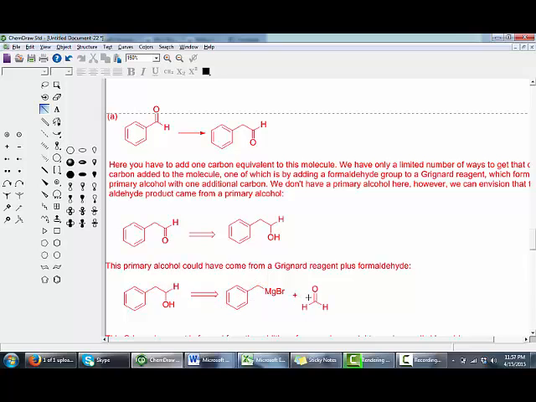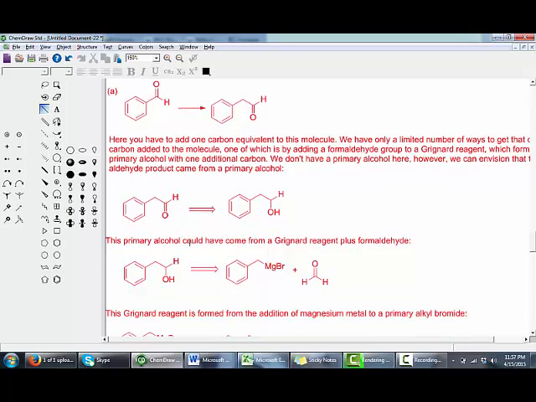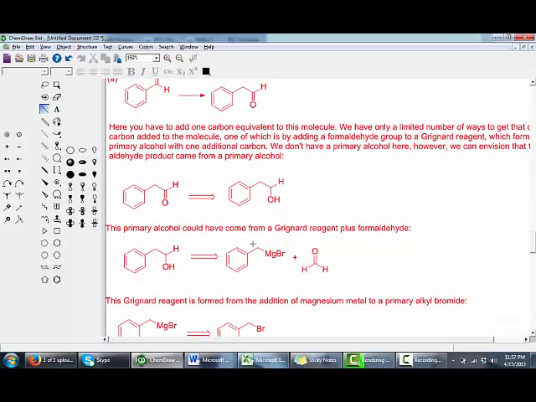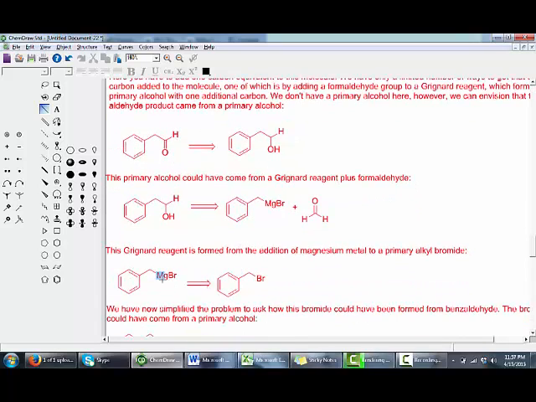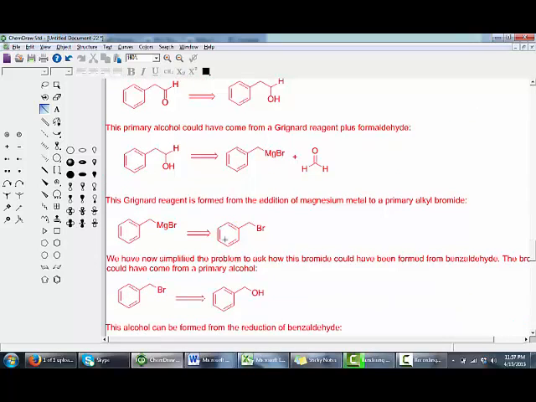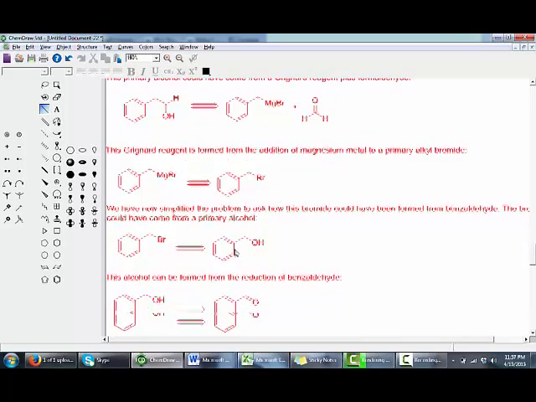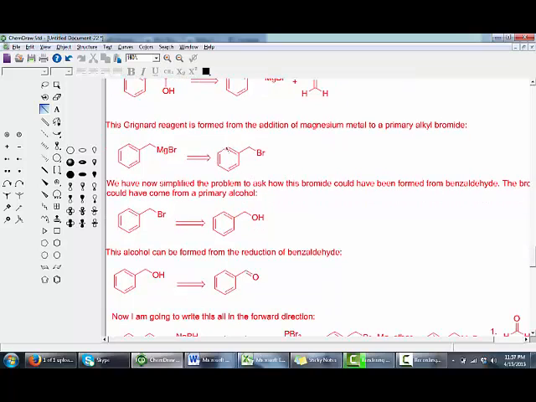I can always check in the forward direction, see that this would in fact give me a primary alcohol, and that this primary alcohol, if I oxidize it carefully with DMP, will give me this aldehyde. Now the question becomes, how could I have formed this kind of Grignard from benzaldehyde? Well, this Grignard could have come from this benzyl bromide by adding magnesium metal. Now effectively we've simplified this problem to say, how do I make this benzyl bromide from benzaldehyde? Okay, and that's really a two-step process.